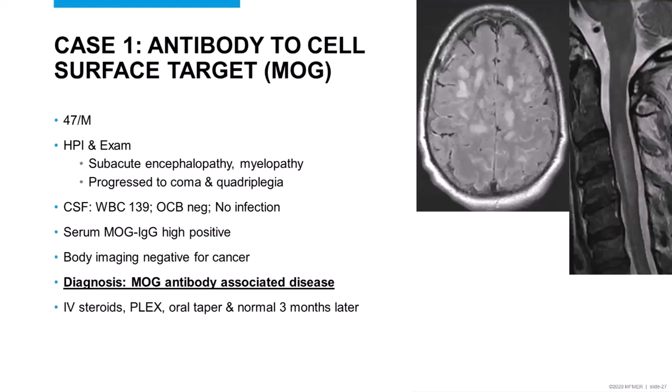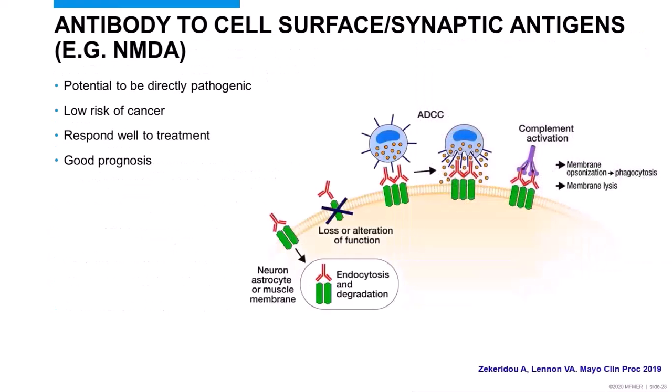This patient had MOG antibodies detected at high titer. We screened him for cancer, but we don't generally see cancer with MOG antibodies, and indeed, in his case, it was negative. The diagnosis was MOG antibody-associated disease. He was treated with IV steroids, plasma exchange, and a steroid taper. He came back to my office 3 months later, almost completely normal. So he went from being in a coma and quadriplegic back to almost completely normal. You can see that antibodies to cell surface targets have the potential for a good response to treatment and good prognosis.